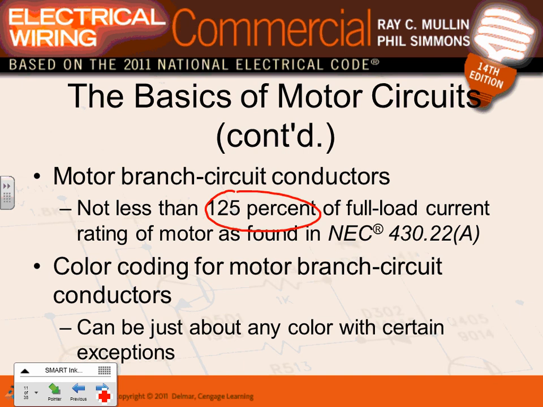Color code for motor branch circuits. Motor branch circuits, guys, are like any other branch circuit. When we color code them, we use any color except green, gray, and white. Green is dedicated to grounding. You have to use it for grounding only, not for the phases. And white and gray are used for the neutral. Any other color than that, you can use red, brown, yellow, any other color, exactly like any other circuit.